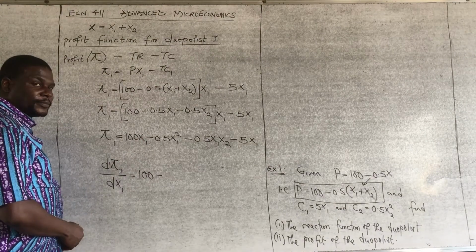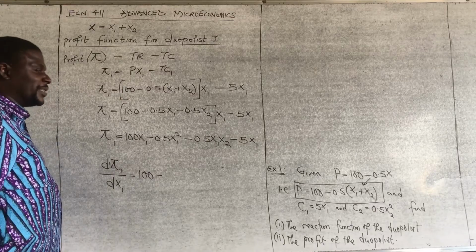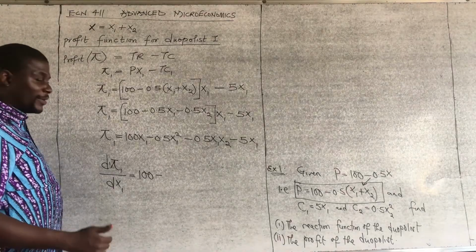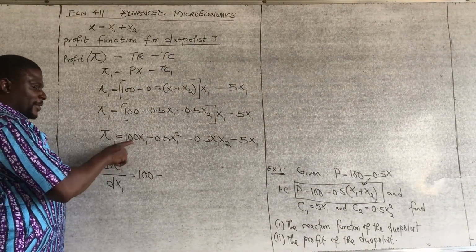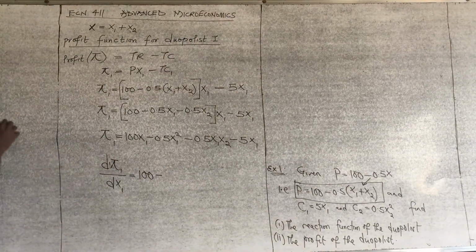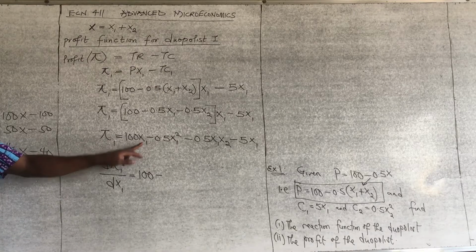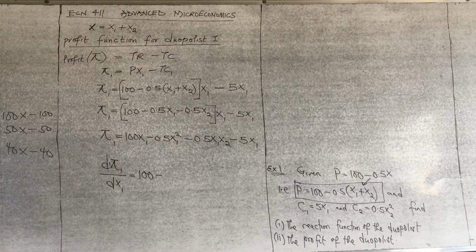Differentiate 100x1, 100. Are you clear with this one? If you differentiate 100x, the answer is 100. Differentiate 50x, the answer is 50. Differentiate 40x, the answer is 40. Anytime you differentiate a number with x, it gives you that number. So differentiate 100x1, 100. You are clear with that one?